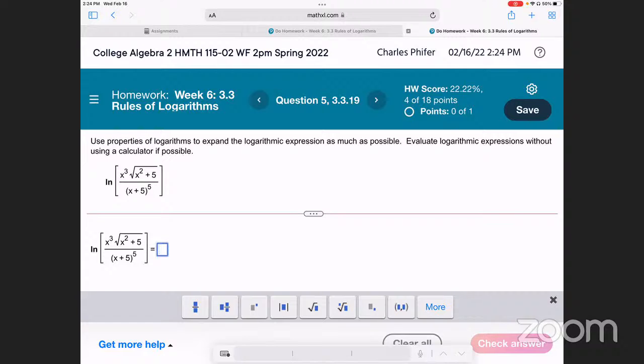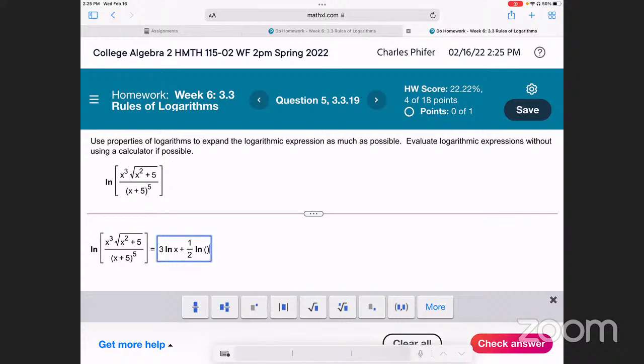Okay, so the main operation here is the quotient, right? So we can say the top minus the bottom, but then the top is a product, so that can be broken apart into the log of the first part plus the log of the second part. Okay, and then we have to apply the power rule, right? So I'm going to do this in one go. We have 3 times the natural log of x. And again, if anything is not clear, you have to catch my attention and stop me and we can talk about it. Then we have 1/2.